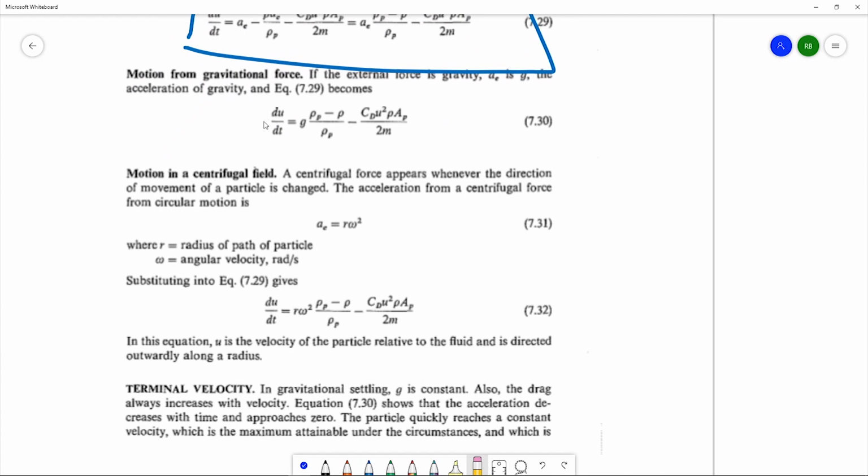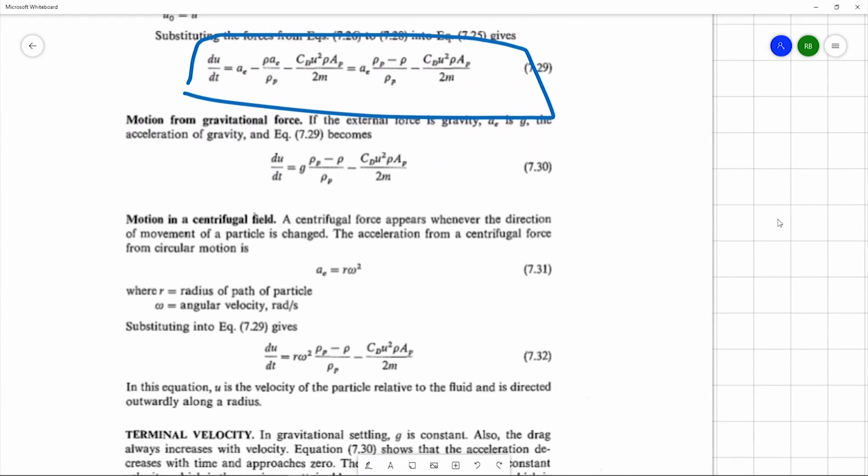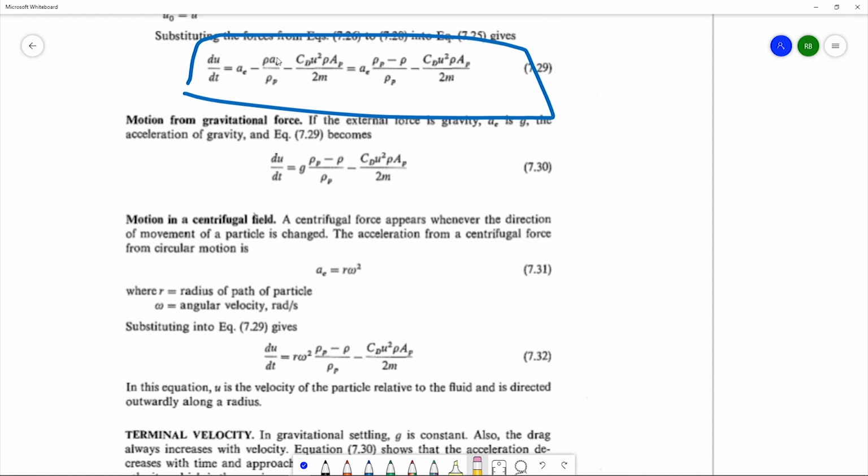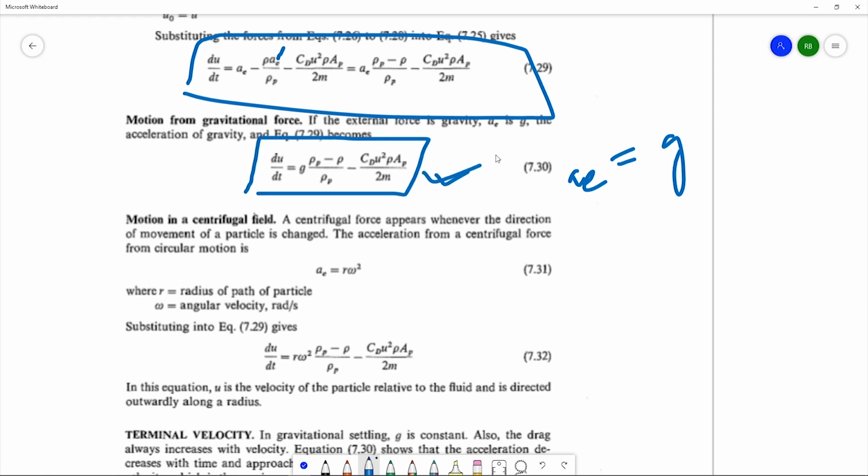Okay, so if there is gravity, then what is the acceleration due to gravity? That is g, right? So you have to simply put g, because the external force is gravitational force, so acceleration due to gravitational force will be g, right? So if you put g and simplify, you will get this, right? Now if the external force is centrifugal force, then you know omega is angular velocity, right? So if you want to convert into linear velocity, then it is omega r.